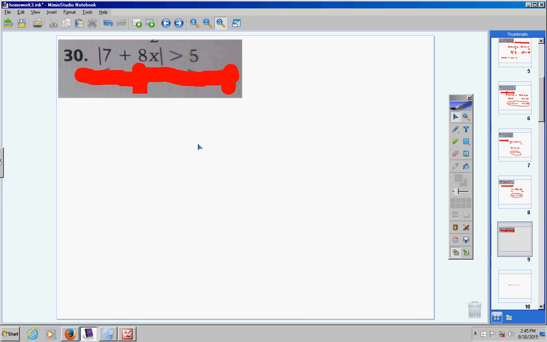Step 1, isolate the absolute value. That's already been done for us. Step 2, notice it's pointing to the right, so we're going to have a disjunction. So I'm going to write the problem just like it is. 7 plus 8x is greater than 5. Write that without any absolute value symbols, okay? You want to get rid of those. And then you're going to write the exact same thing, almost. Turn the arrow and change the sign of the 5 to a negative 5. And there we go. Alright.